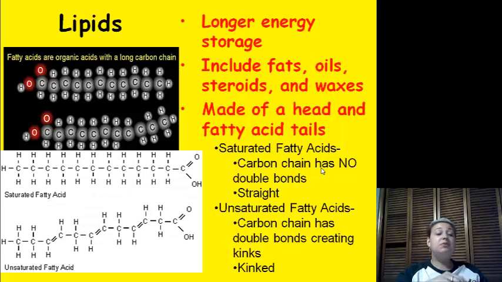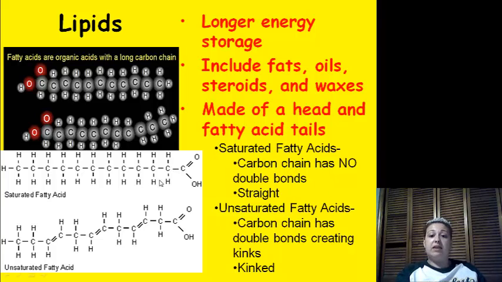Now, lipids. Lipids are for long-term storage. They include the fats, the oils, the steroids, and the waxes. They're made up of a head and then a fatty acid tail. Now, this head could be many different things. It could be a phosphate head, which makes it a phospholipid. Or it could be a glycerol head, which makes it a glyceride lipid.